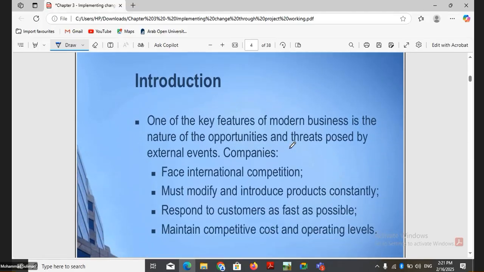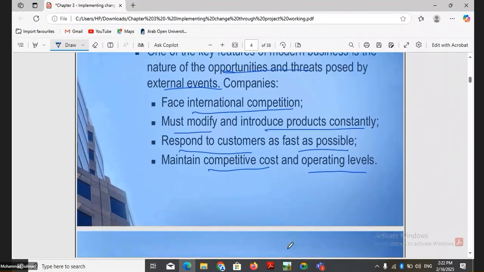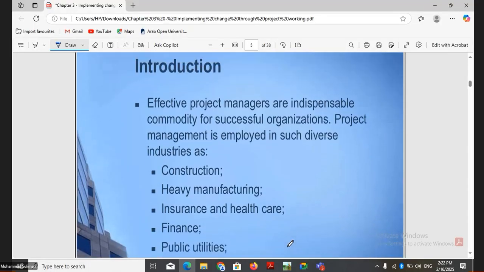So one key feature of modern business is the nature of opportunities and threats posed by external events. And we saw this through STEEPER analysis, we understand the external events and how they are going to affect the businesses, right? Companies, for example, face international competition externally, must modify and introduce products constantly. Companies keep on updating and introducing new products constantly to be in the international market or the national market. And they must respond to customers as fast as possible and maintain competitive cost and operating levels. These features create opportunities for any organization to be effective inside a market.